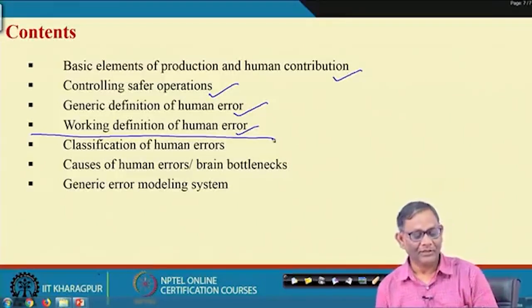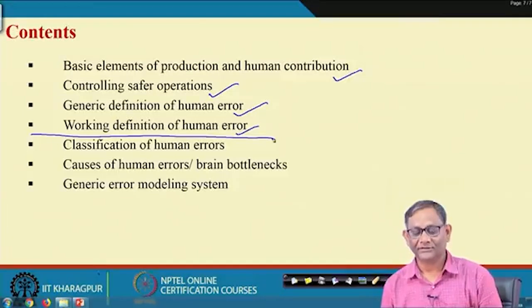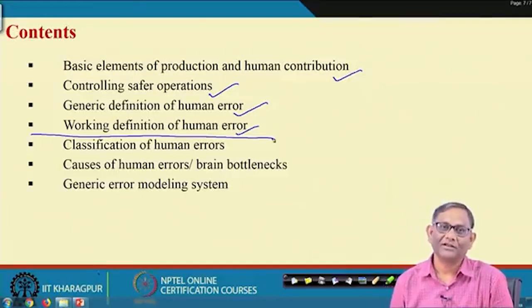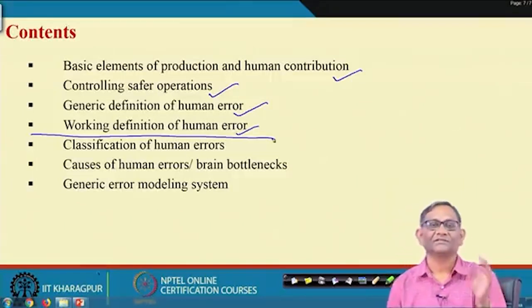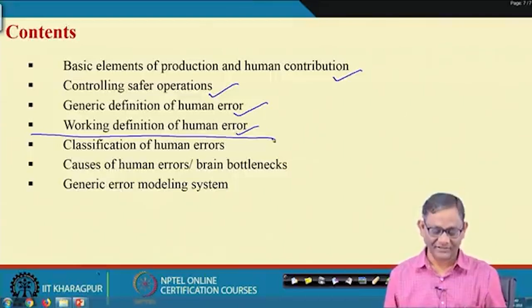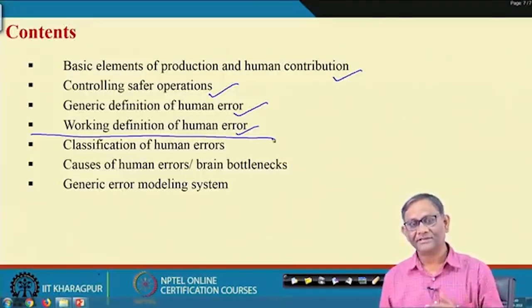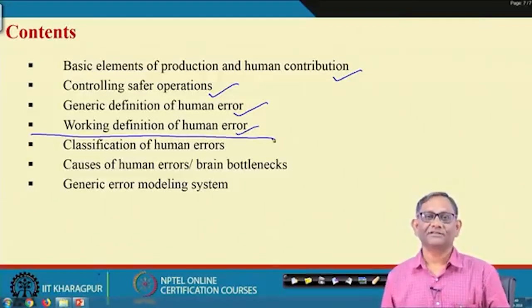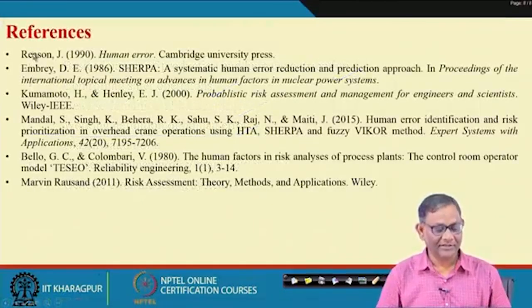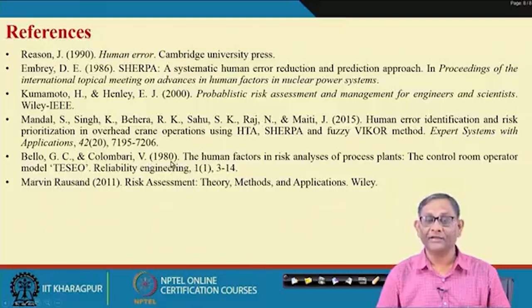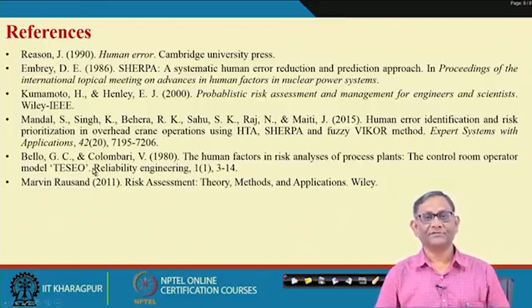And then I have given you another definition, the stimulus-response model. There are four conditions we created: stimulus understood, stimulus not understood, action taken correctly, action not taken correctly, or response correct, response not correct. These are the different ways of understanding errors, and with reference to the pressure tank system, we have tried to understand it. The references are listed here, primarily Reason, and then Bello G.C. and Colombari V., 1980, and there are a few more references, the use of all of which will be seen in the next lecture.